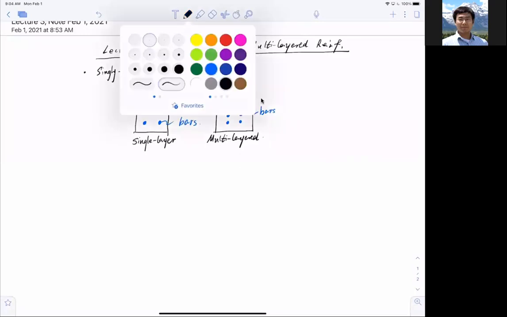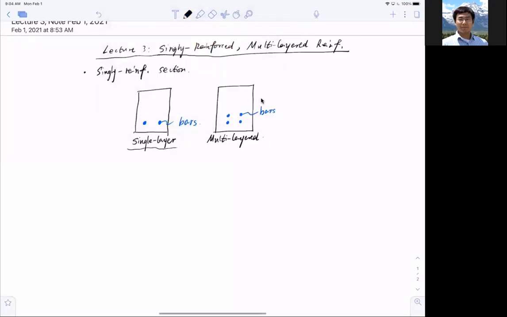Now coming back, so this is single layer and this is multi-layered sections. The difference is that, hello? Lay down.